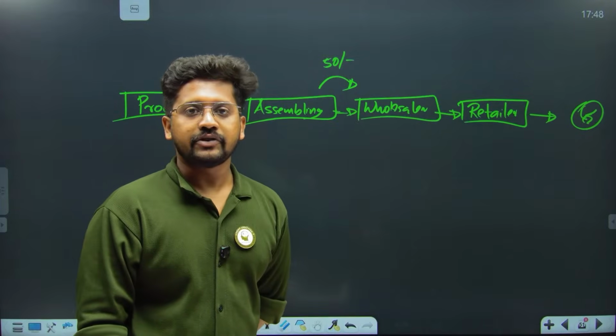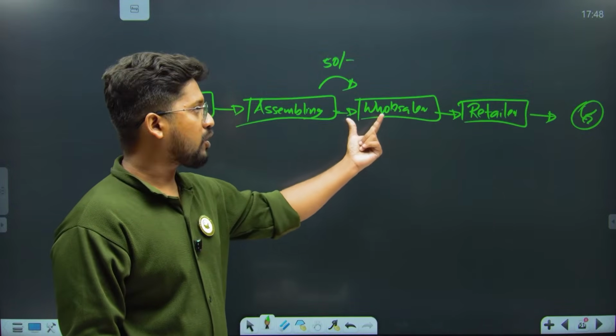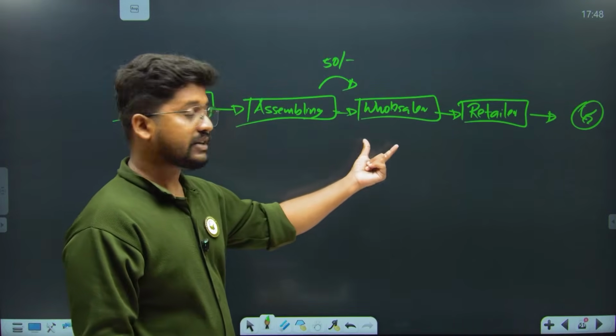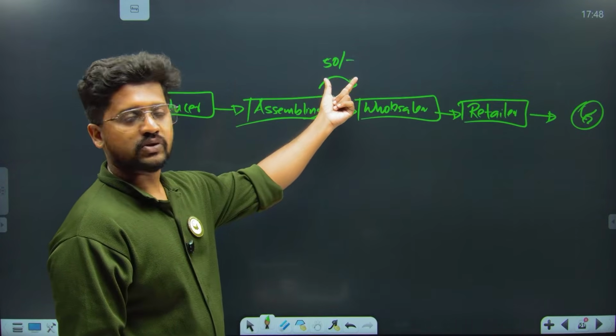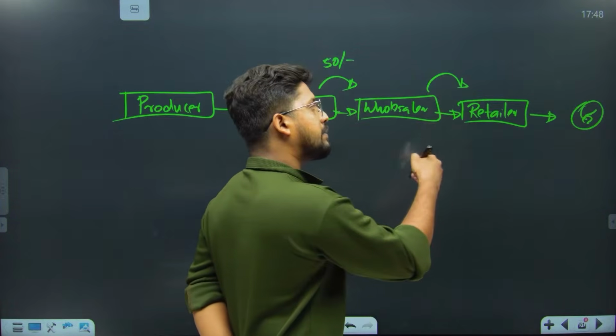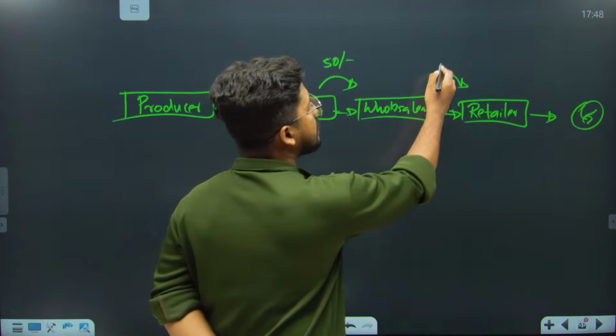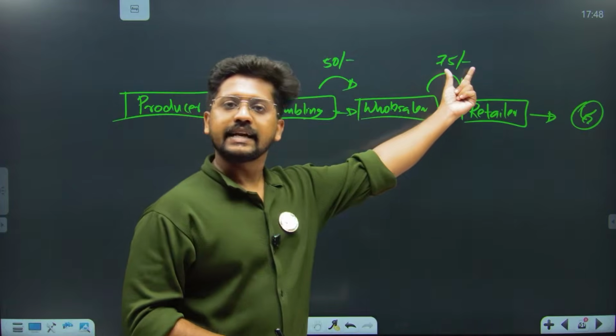There is actually 50 rupees. This is actually his buying price. The wholesaler brought the product from the local trader or the assembler with 50 rupees. Okay, and he will be selling at some point of time, maybe for 75 rupees. So this is actually his selling price.